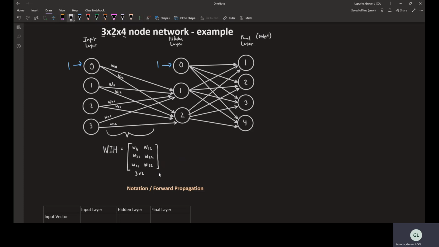And if we do the same sort of thing, we haven't talked about the bias. So the next piece is the bias vector. And I'm just going to put a big vector sign over it. And all it does is it has the same number of components that I have in my hidden layer, again, minus the bias. So I got W01 and W02.